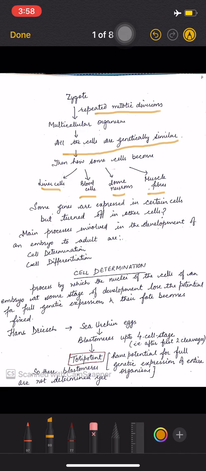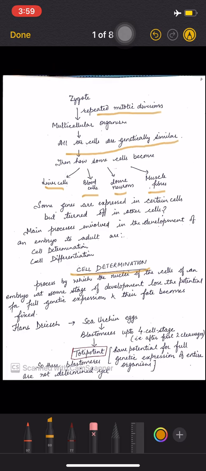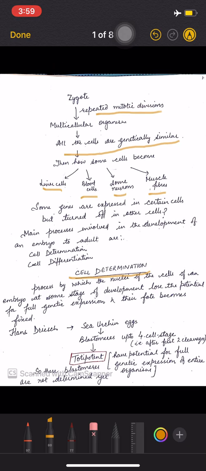So maybe some genes are expressed in certain cells but are turned off in other cells. So let's study cell determination and find out whether it is true or not. So what is cell determination? Cell determination is the process by which the nuclei of the cells of an embryo at some stage of the development lose the potential for full genetic expression and their fate becomes fixed.